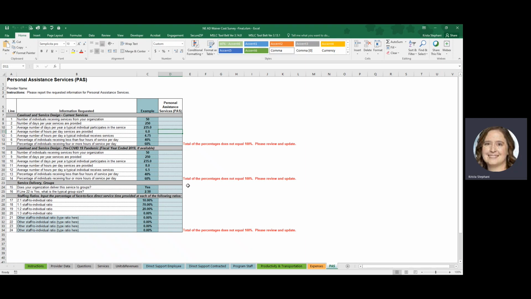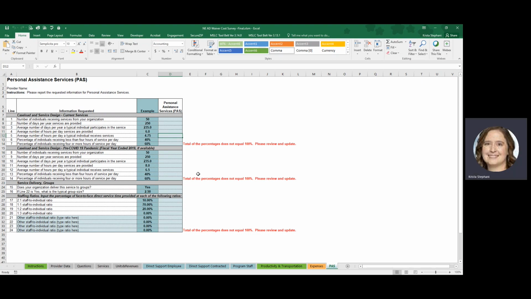The next question, the average number of hours per day services are provided, relates to what are the general operating hours of your organization? Do you only provide services between the hours of 8 and 5? If so, you would put 9 hours here. If you are open and provide services from 6 a.m. to 6 p.m., you would populate it with 12.